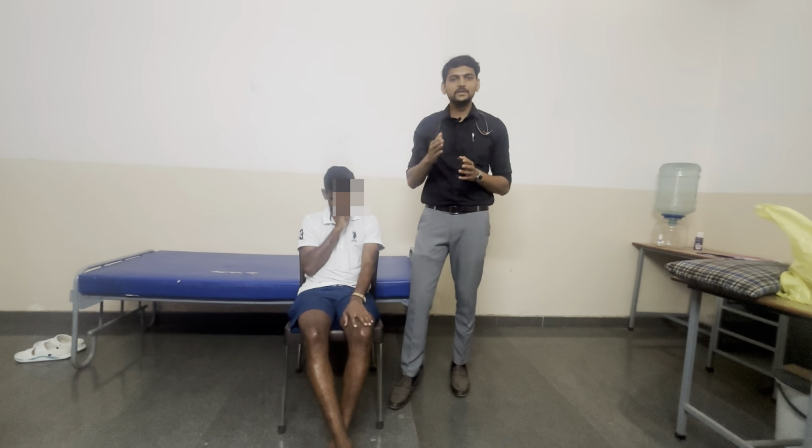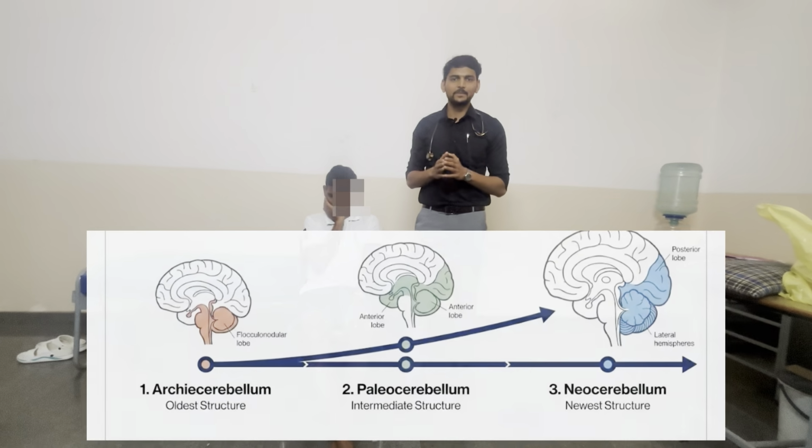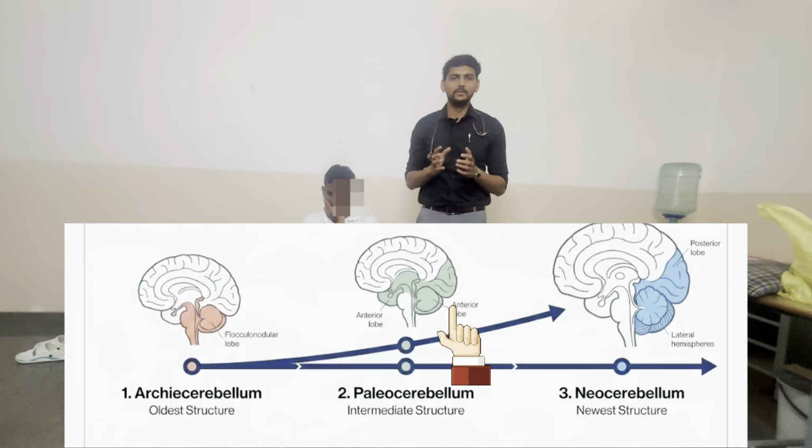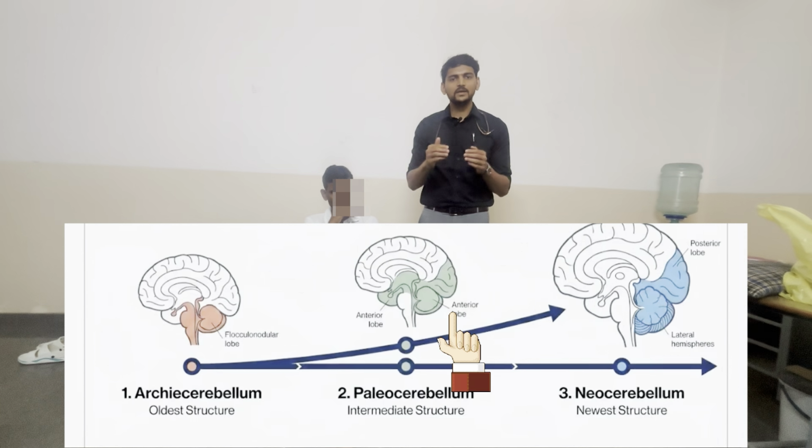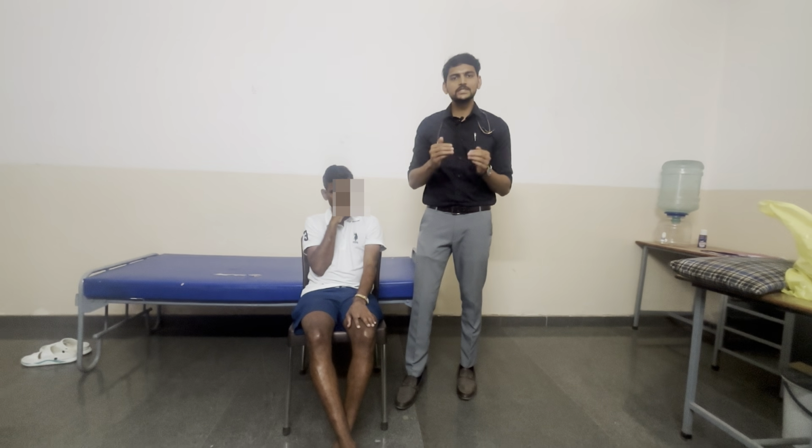The next part which developed in cerebellar evolution is the paleocerebellum. It takes care of the tone, mainly the tone of the musculature. And what does that involve? Mainly the anterior vermis as well as the anterior part of the cerebellar hemispheres. So these are the components.